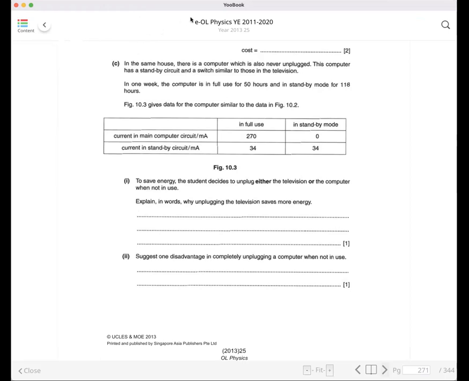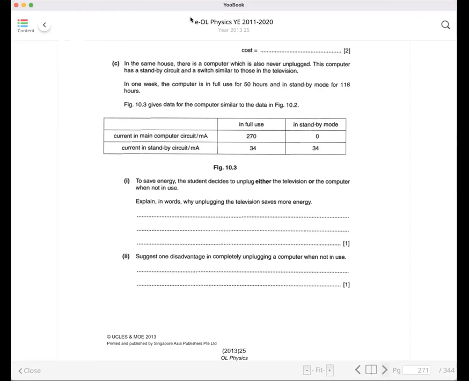Okay, Yuting's answer is correct. Let me share Yuting's answer with both of you. She says that the computer is used for more hours, so it may be more inconvenient to have to plug and unplug the computer repeatedly, which is correct. Another reason is that every time you need to use a computer, it takes time to load, so it takes a bit of time before you can start using it.